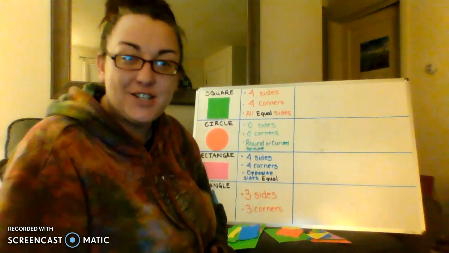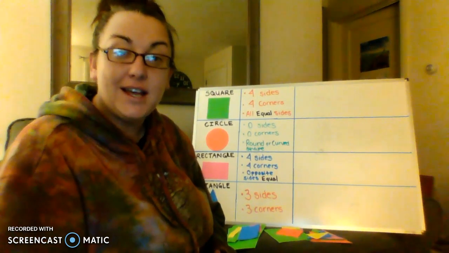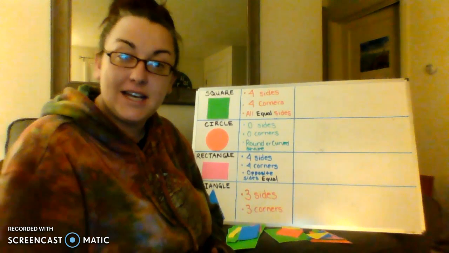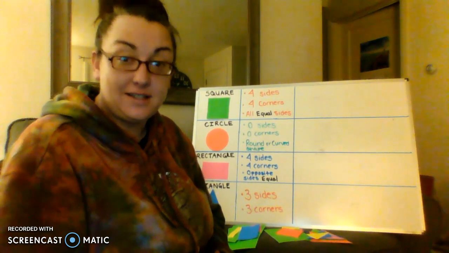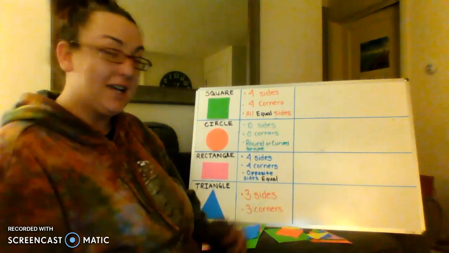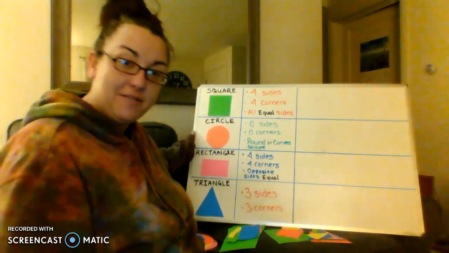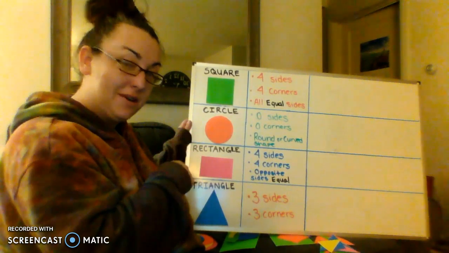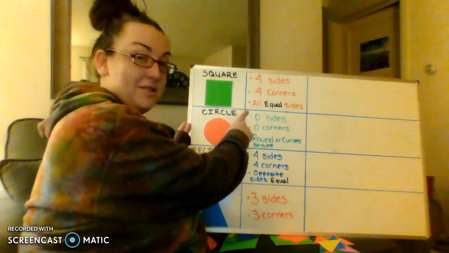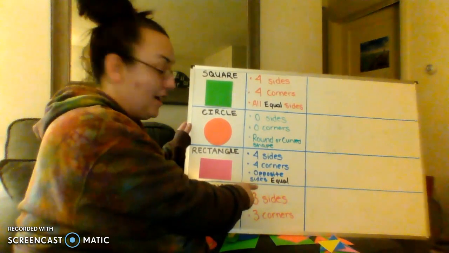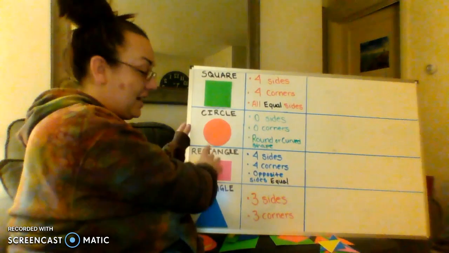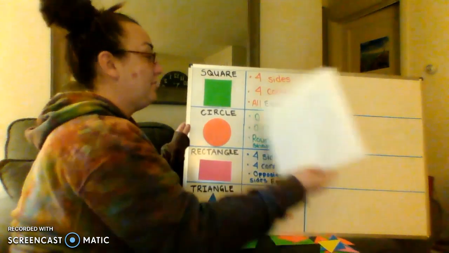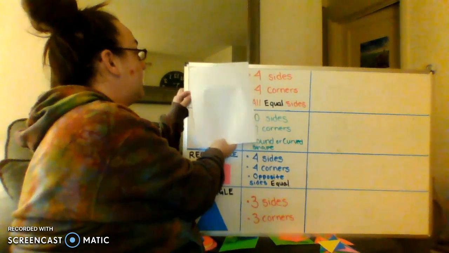Now that everyone has had a chance to look at all the shapes and touch them and count the sides and the corners, we're going to classify shapes. Okay? So we're going to use this chart that I have made over here that shows us each shape and tells us their attributes. Okay? And what I'm going to do is I'm going to cover up this side like this.